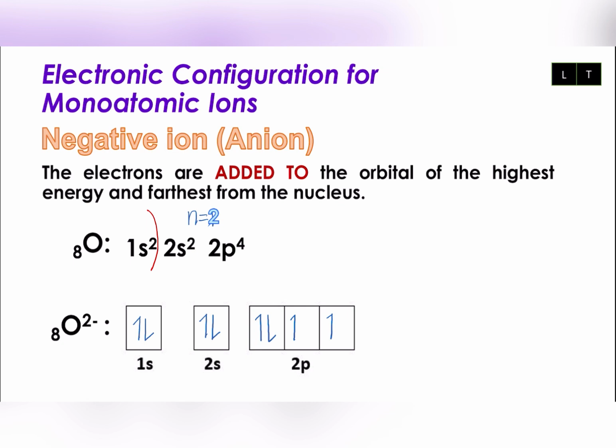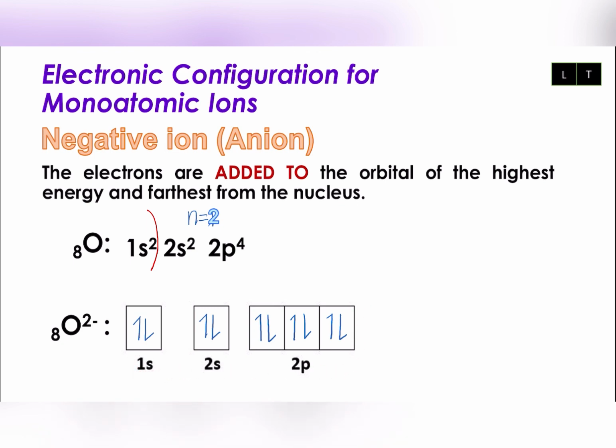But right now, I ask you for O2-. So we know we have another 2 additional electrons. So pair them with another 2. So we get all orbitals fully filled in O2-.